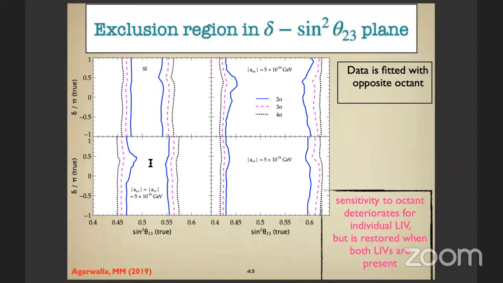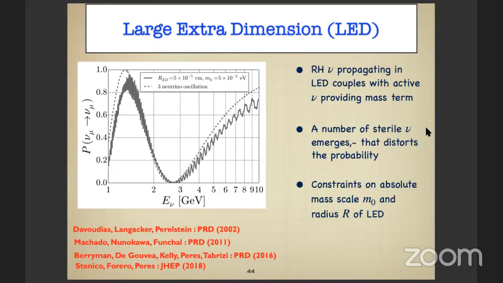Okay. So far we have seen how the three burning issues of CP violation, mass hierarchy, and octant sensitivity get modified in presence of various new physics. Now, just before concluding, I'll briefly mention 2 or 3 other new physics scenarios, which are also discussed much in the literature. One of them is large extra dimension, or LED.